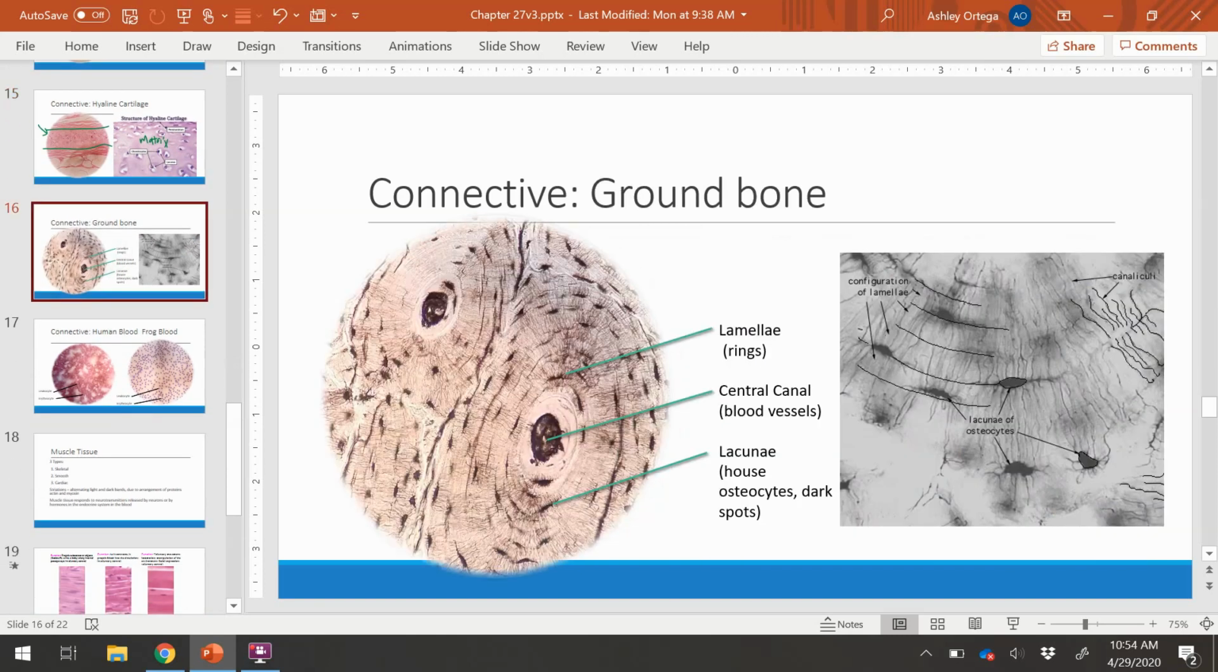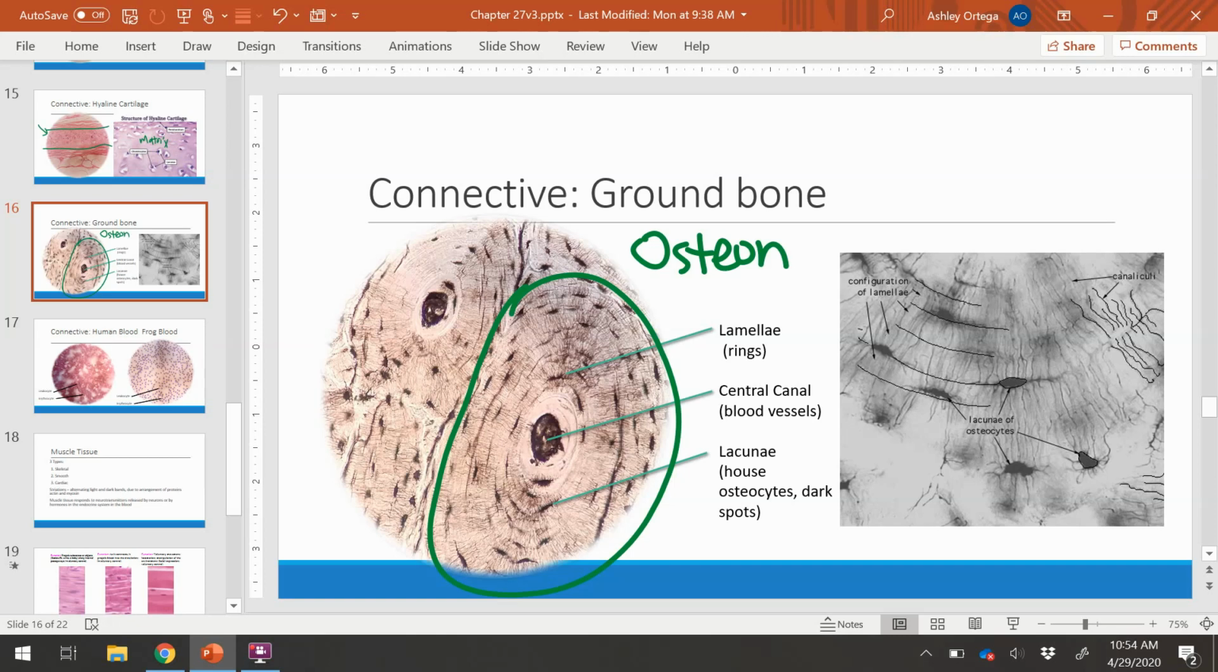Then looking at ground bone, there's actually two types of bone, spongy bone and ground bone. And so ground bone is the most dense, is going to form the hardest parts of the skeleton. And so it's made up of these structures that we see here, these whole circular units, like this one is called an osteon. It's just units of bone.